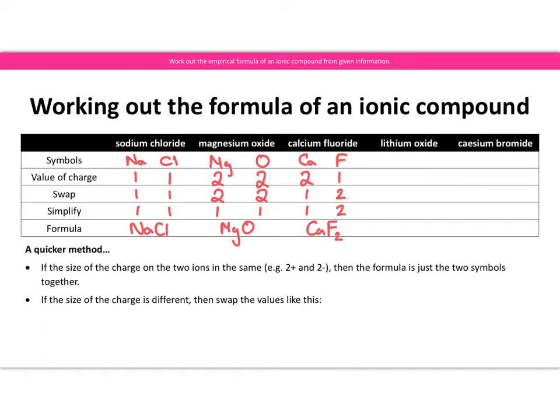Lithium oxide: lithium is Li. Oxygen is O. Lithium forms a 1+ charge. Oxygen forms a 2- charge. We swap the numbers. We can't simplify them any further than 2 to 1. And then we're going to write Li.